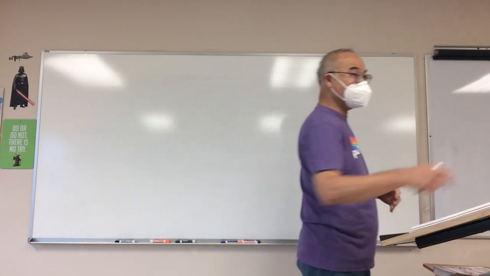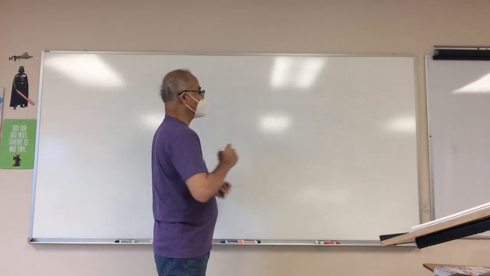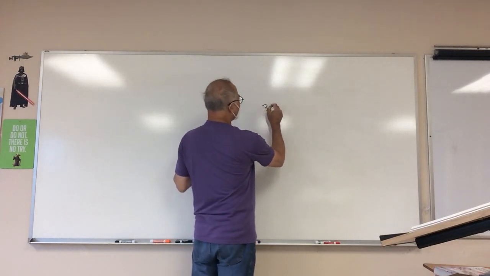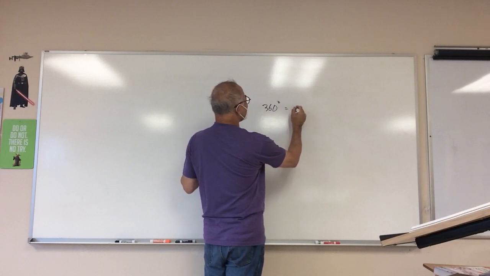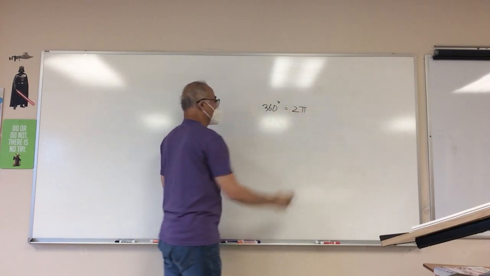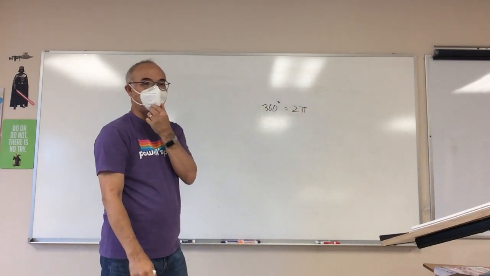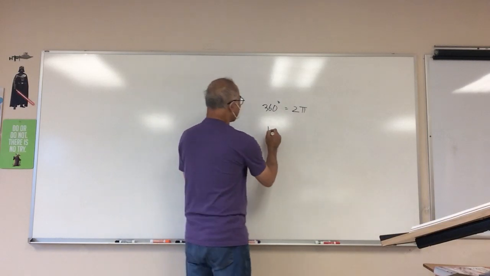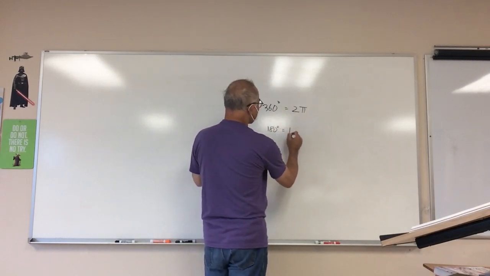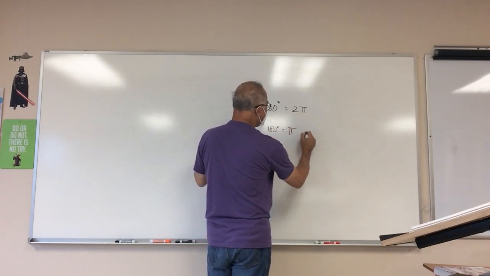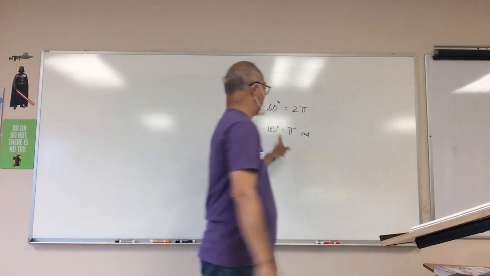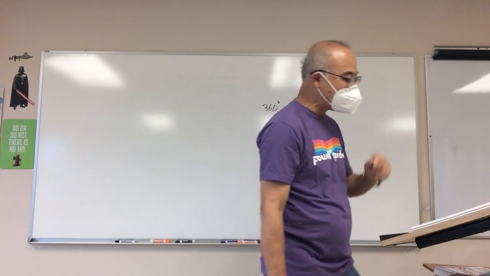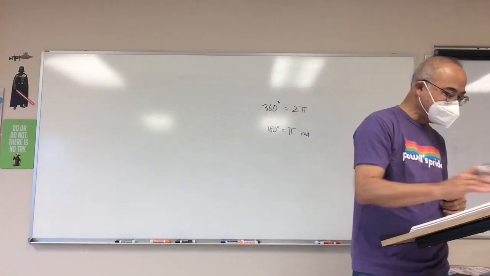360 is 2? Wait, what is it? You're close. Oh, 360 is pi. No. 360 in US degrees is 2 pi radians, which means that 180 degrees is pi radians, or whatever. Okay? So 180 degrees is pi radians, okay?